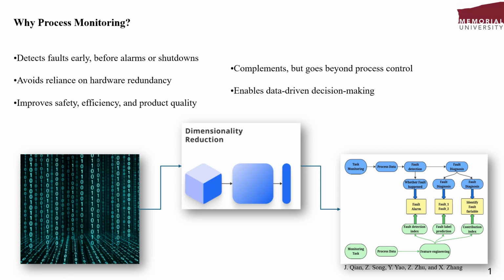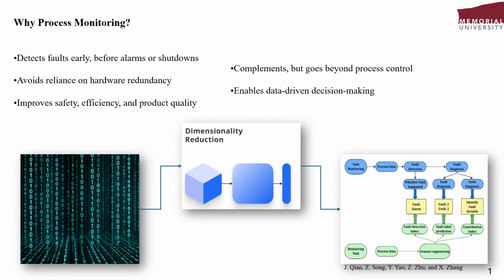The process monitoring sits on top of our control systems. Its inputs are the raw data streams from the sensors and actuators across the plant. By applying dimensionality reduction steps using methods like PCA, FDA, or autoencoders, we can compress these hundreds of variables into a new set of statistical indicators.